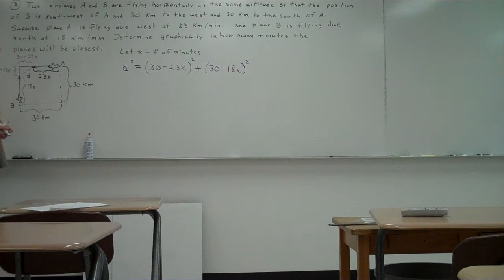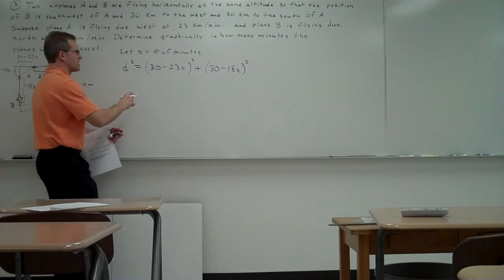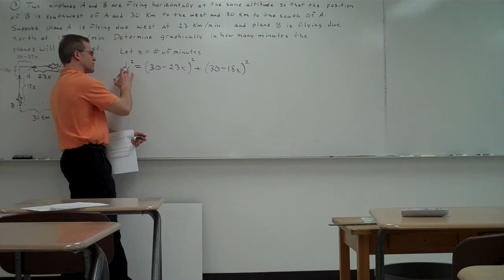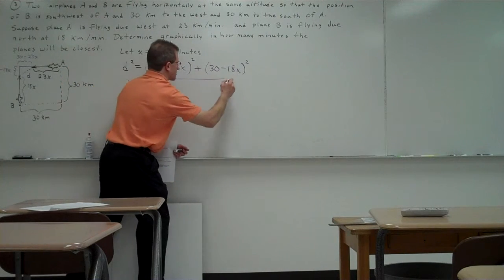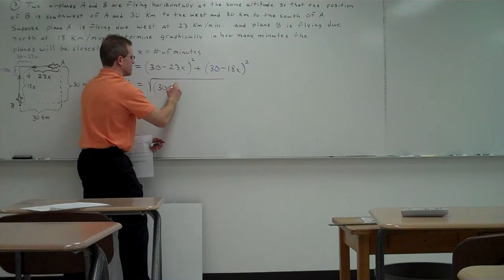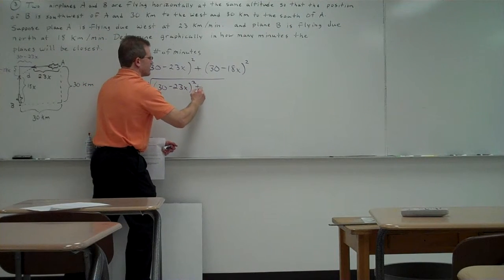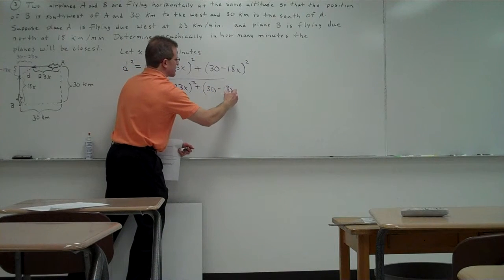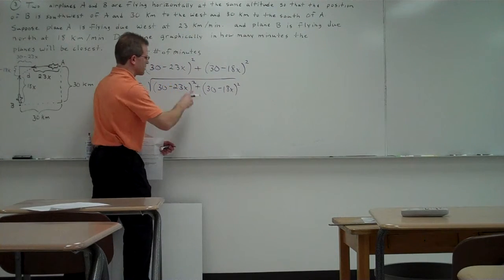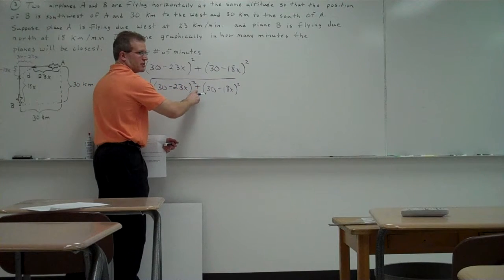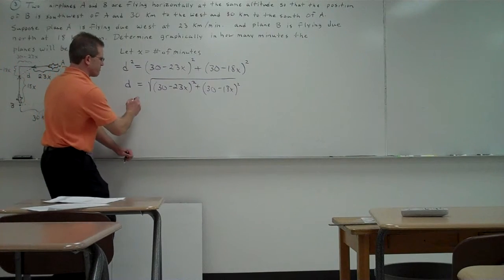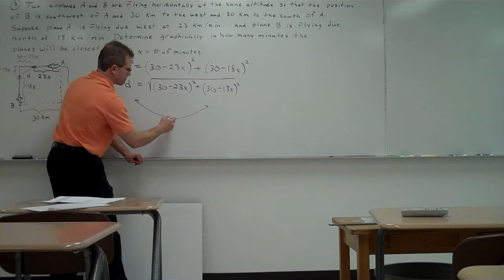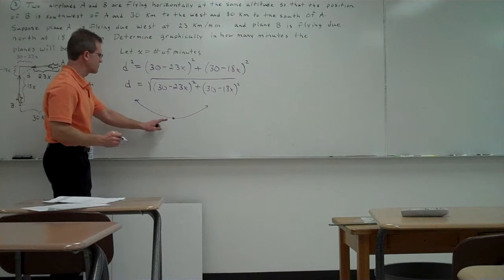And I really want to find distance, not distance squared though, so what should I do next? Square root. You cannot square root each piece, you have to square root the entire side. If you square root the left side, you get the square root of d squared, which is just d. The square root of the right side would look like this: square root of 30 minus 23x quantity squared plus 30 minus 18x quantity squared. This square root cannot cancel off these squares because of this addition sign in the middle. Now I'm trying to find when this distance equation is going to reach a minimum. I want a minimum for D.